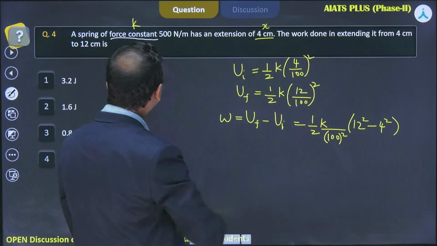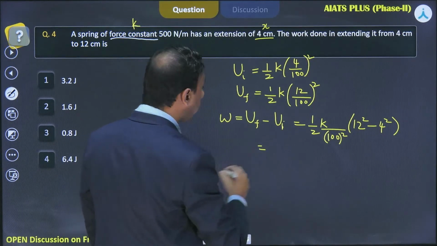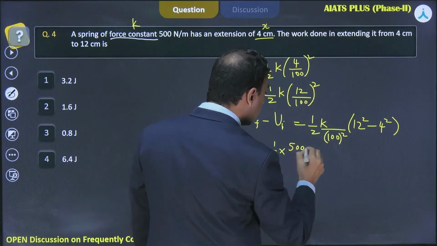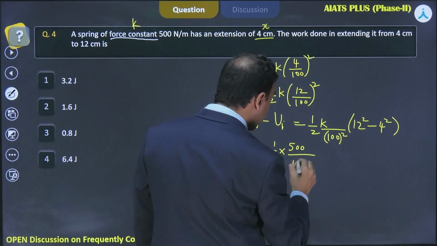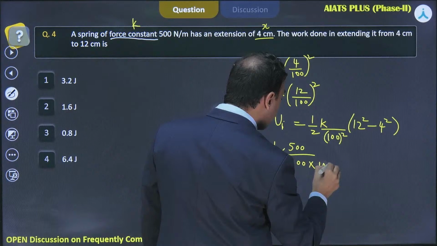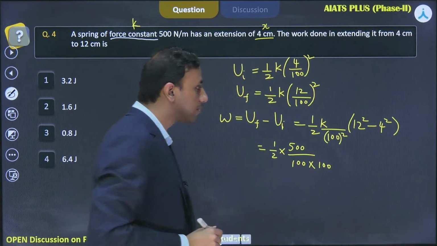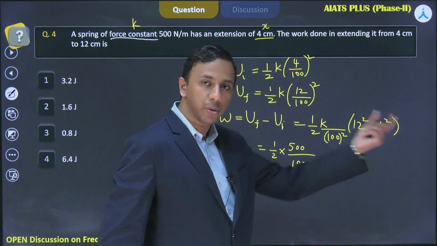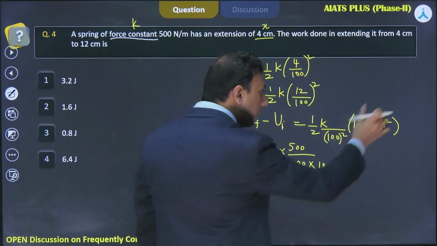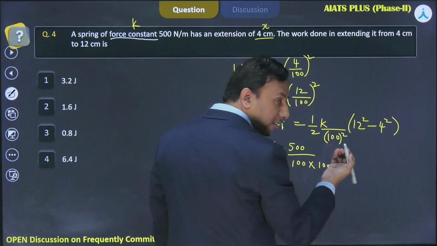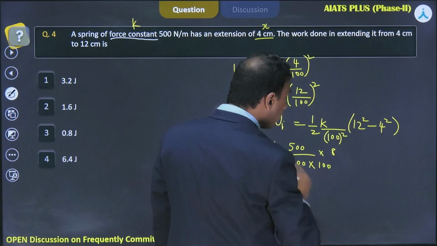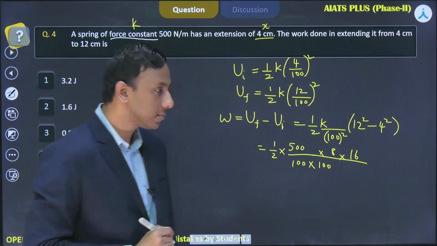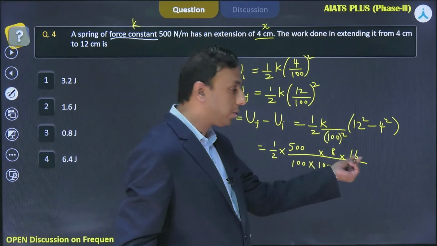So I put the value of k as well. K is how much? 500, right? So half into 500 upon 100 into 100, okay? 100 into 100. And this is how much? I can write it as a square minus b square, a minus b into a plus b, right? So 12 minus 4 into 12 plus 4. 12 minus 4 is how much? 8. 12 plus 4 is how much? 16. Okay? 12 minus 4 into 12 plus 4.